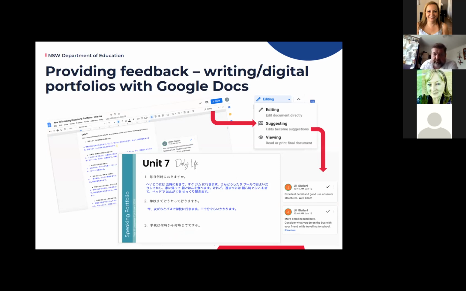In addition to Google Docs, OneNote is another digital tool that is easy to give feedback and suggestions to students in.